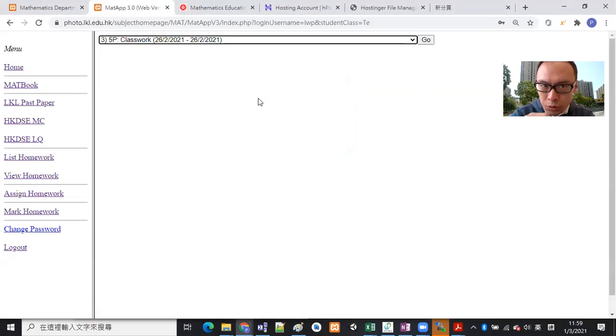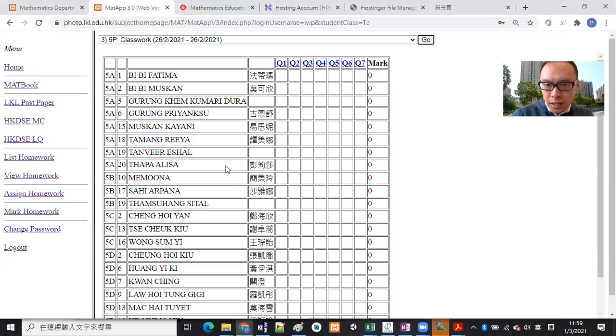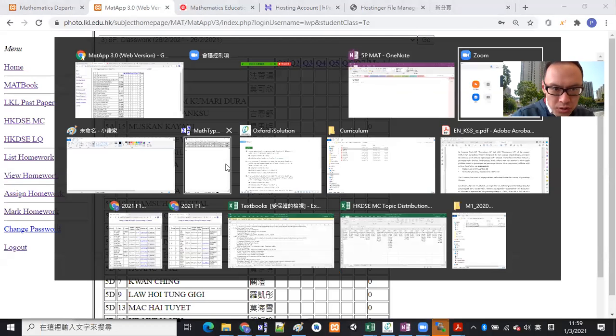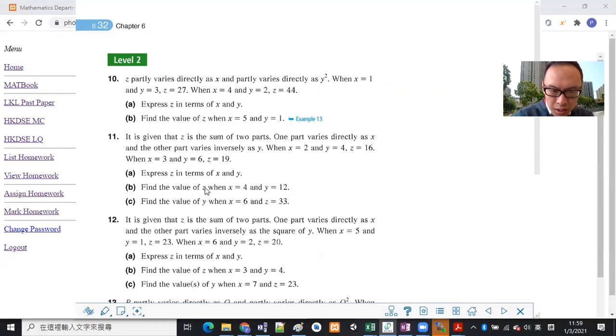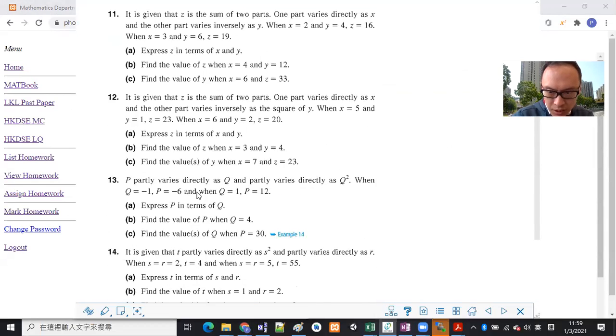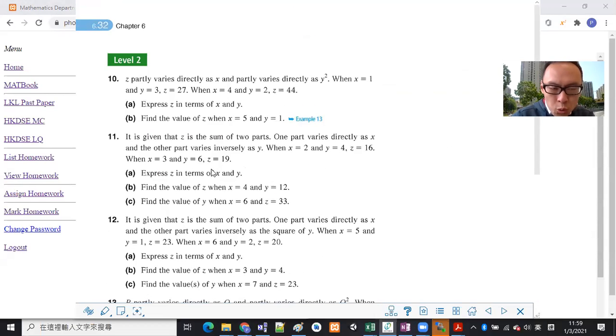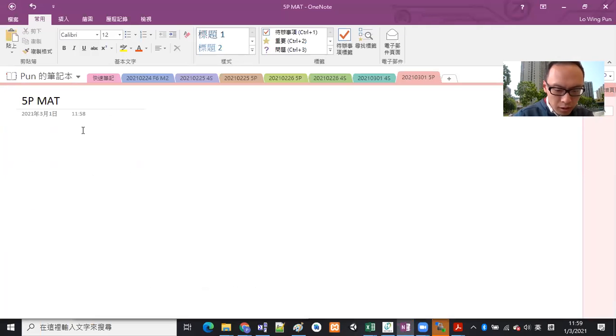So today we are going to do the classwork on last Friday, that is the 26th of February. That is on exercise 6D. I would like to talk about question number 10 to number 16. So let us do number 10 together first. Classwork, exercise 6D, question number 10 to 16.